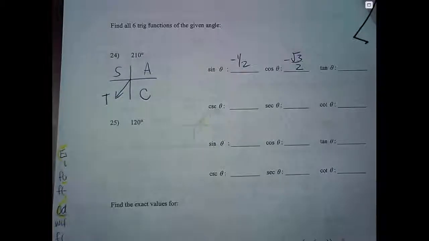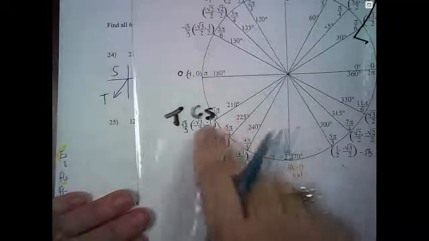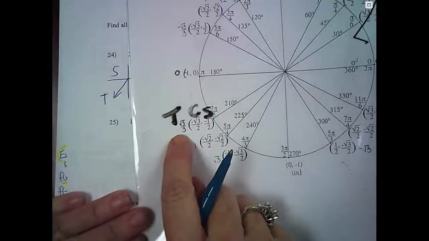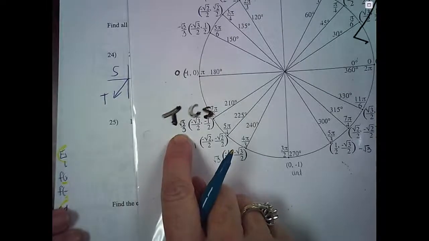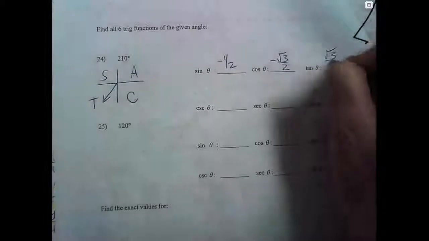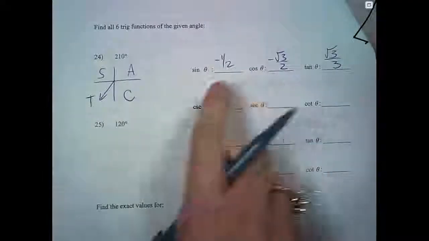Right, and now find tangent. Which one of these is tangent? Way out here, remember? √3/3. And it's the only one that's positive. That's because negative divided by negative is positive.